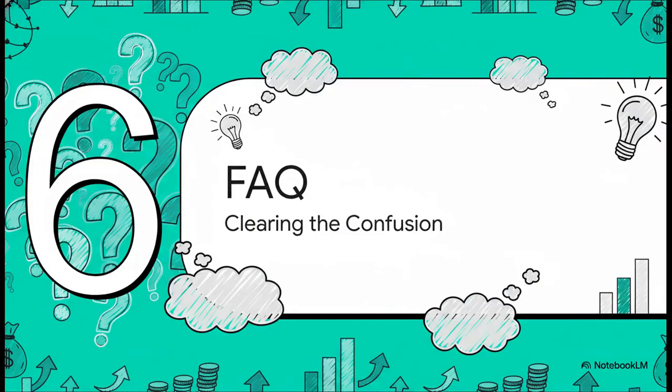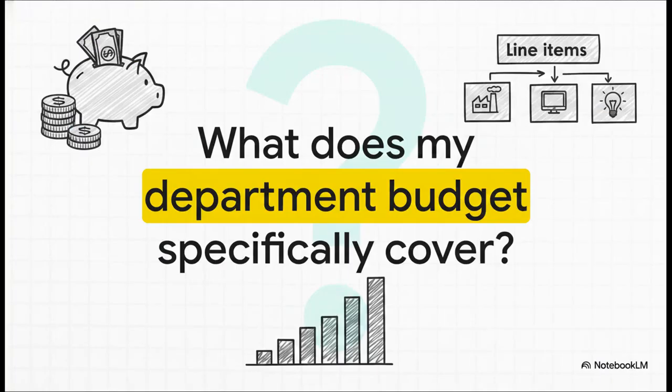Finally, let's wrap things up with Section 6, clearing the confusion by tackling some frequently asked questions. To close out our training today, let's preemptively answer the most common things we hear. The very first questions new budget owners almost always ask are, what exactly does my budget cover? And what specific line items are actually included for my team?